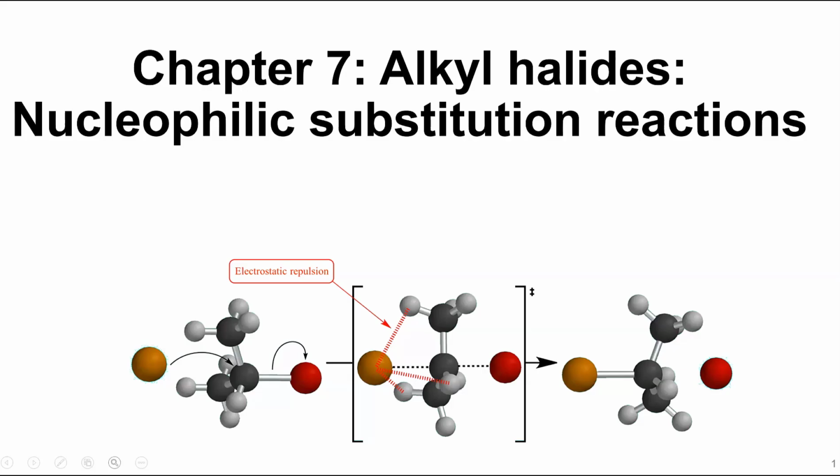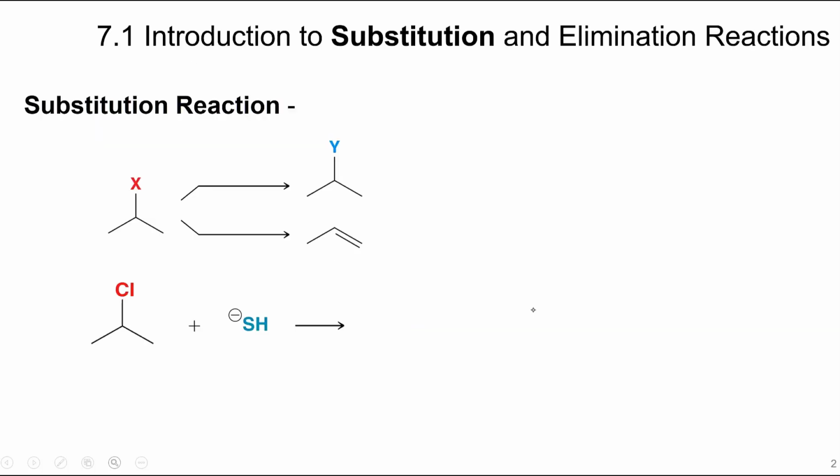In Chapter 7, we'll start looking at alkyl halides, which will be our first reactions. We've looked at mechanisms a little bit in Chapter 6, and we'll reinforce those in Chapter 7 and in Chapter 8. The first ones that we'll look at are nucleophilic substitution reactions. A substitution reaction is one where a group of atoms is replaced with another. So in this reaction here, X is getting replaced with Y, so this is a substitution reaction, which we'll see in Chapter 7.